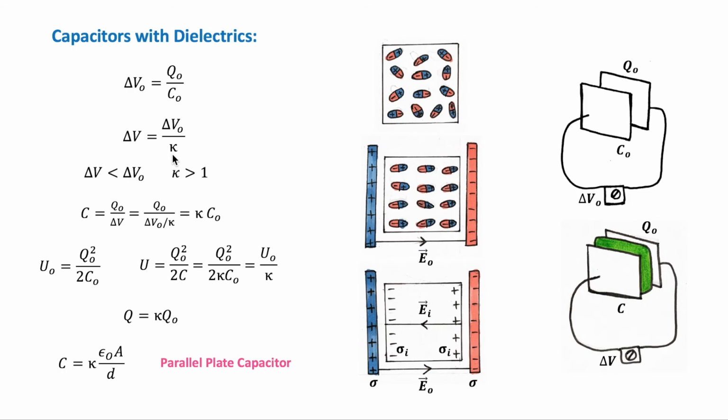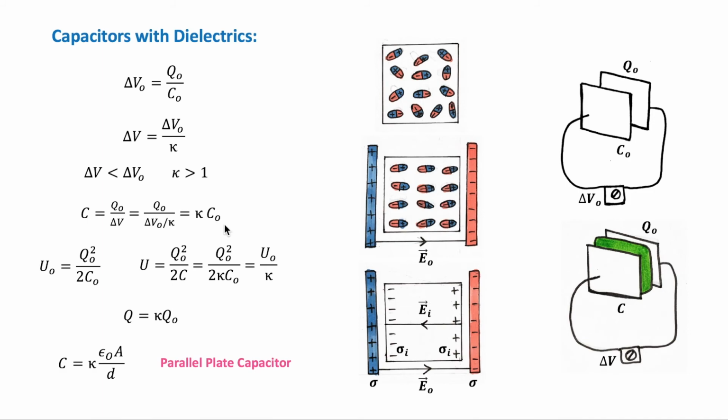So because the circuit is open, the charge on the capacitor does not change. So it is still equal to Q naught. And so the new capacitance after inserting the dielectric is Q naught over delta V, which is equal to Q naught over delta V naught over K, which is equal to K C naught. And so this shows the capacitance increased by a factor of K if the dielectric completely fills the region between the plates, okay?